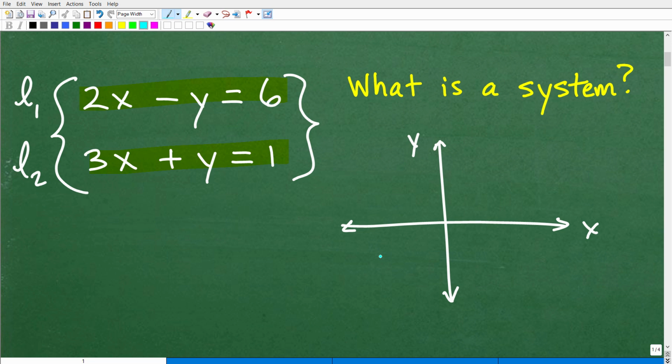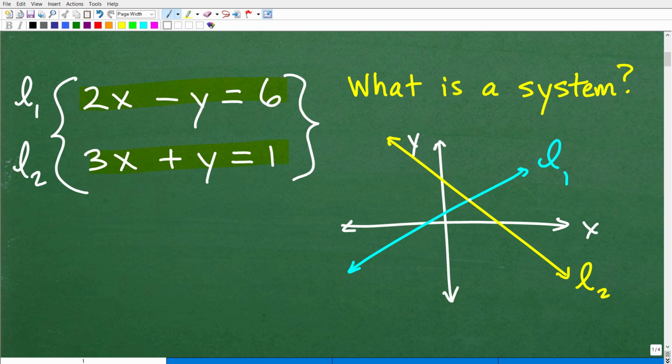Okay, but let's just suppose, I'm just going to make up some lines. Let's say one of these lines looks like this, and another line looks like this. Okay, so here I have my two lines. Let's suppose these were the graphs for these particular equations. So a system is basically looking at something that involves two lines, two linear equations.